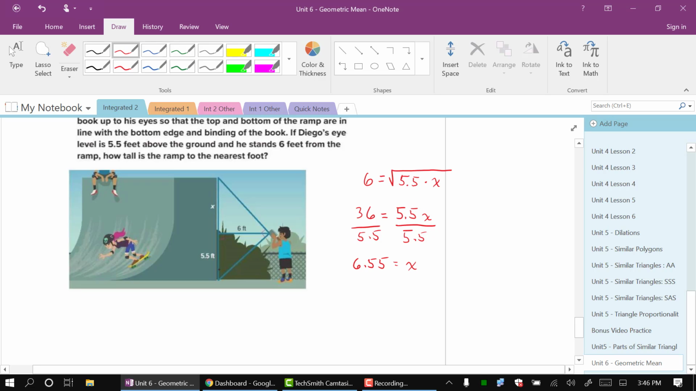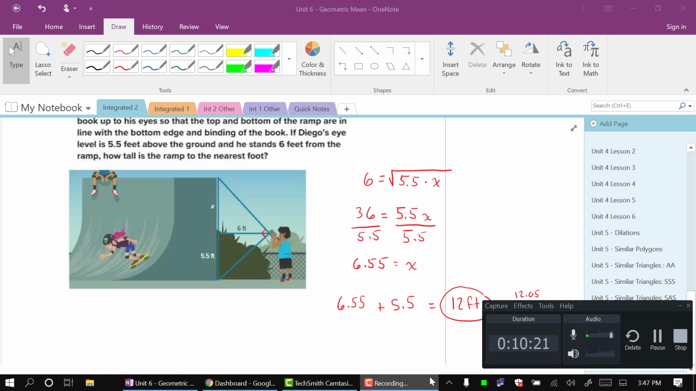To find how tall the whole ramp is, it's going to be 6.55 plus 5.5, which is about 12 feet. The precise number is 12.05, but we're just going to round it to 12 feet. Another name for this would be the hypotenuse, because right here we have our right angle. Opposite our right angle is our hypotenuse. We've learned that before, and we're going to go through that idea again. So again, we used the geometric mean in this lesson. We had 3 different theorems, so review the 3 theorems and write a summary for those.